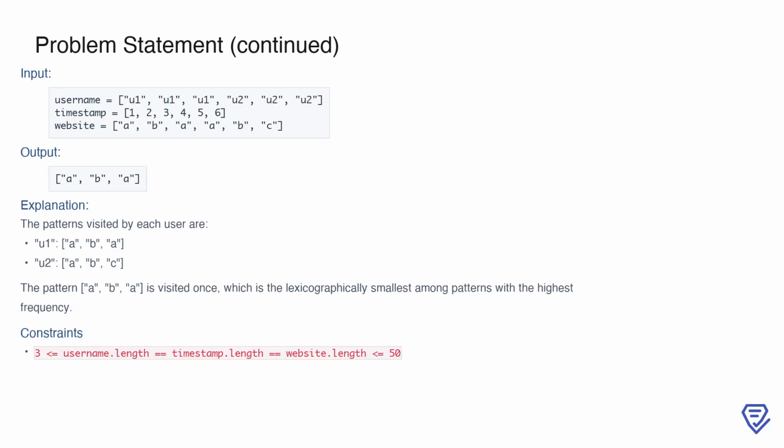In the second example, we have 2 users, U1 and U2, with their respective website visit sequences. For U1, the 3 sequence of B, A is observed, while for U2, the sequence of B, C is formed. Both patterns occur only once, but since we need to return the lexicographically smallest sequence in case of a tie, the result is B, A. This example highlights how ties are resolved by comparing the patterns alphabetically, ensuring that the solution remains consistent and deterministic.